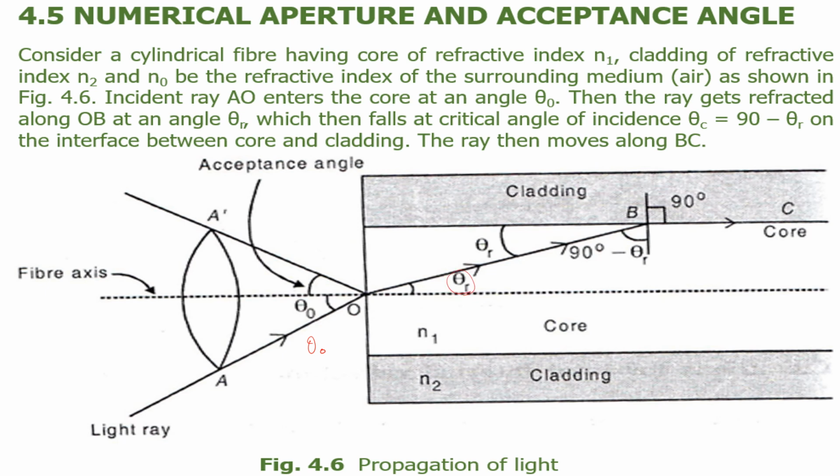Then it hits the interface between core and cladding. I do not know what this angle is, but I assume that it should be the critical angle. Only then it will coincide with the interface, and only then can I make sure that only total internal reflection is going to take place. Okay, so let us write some equations.